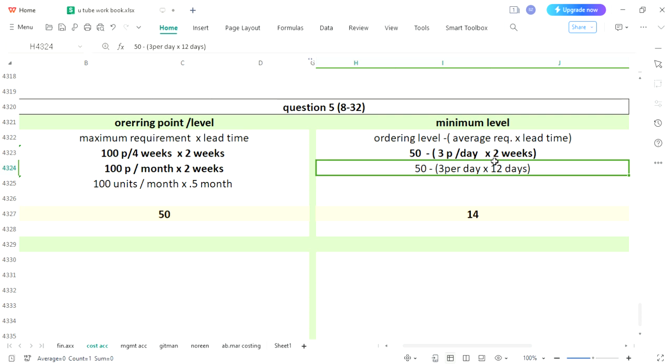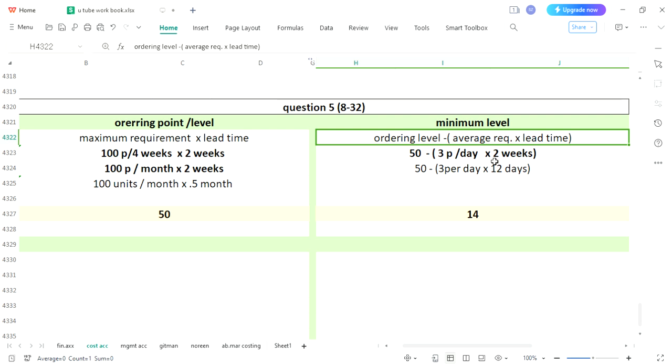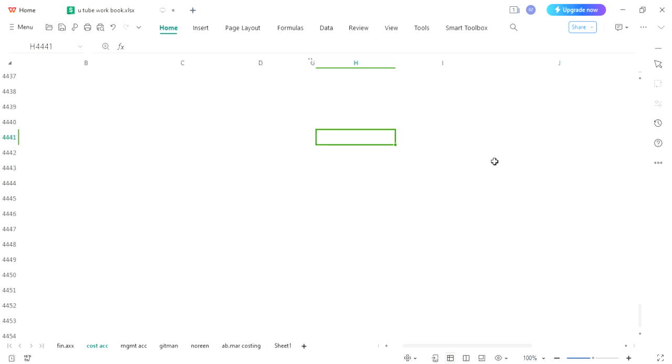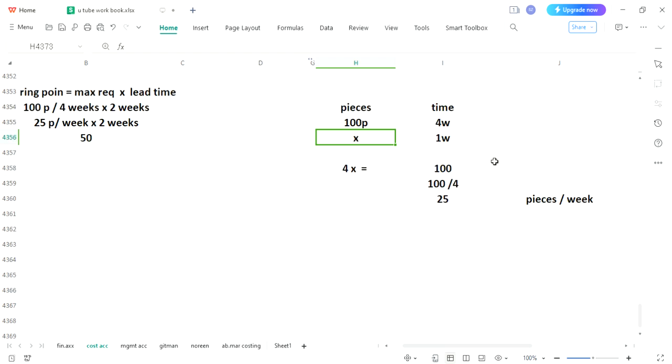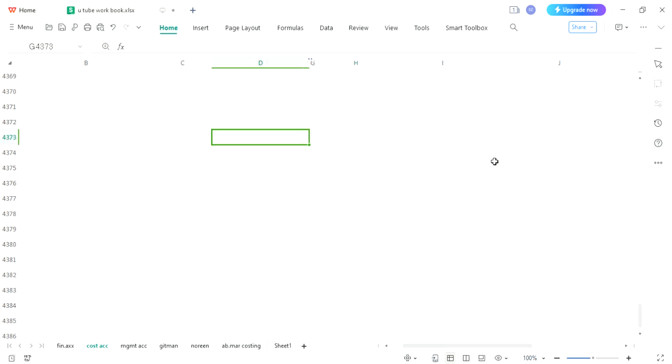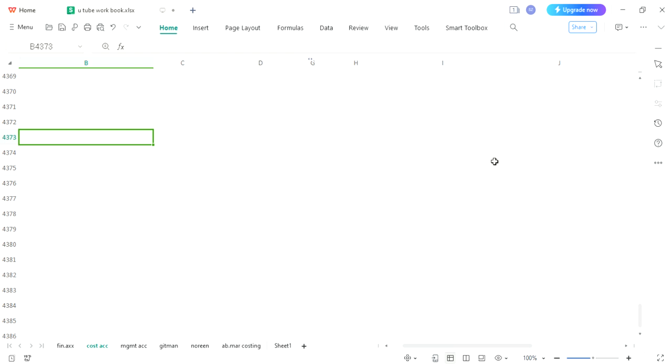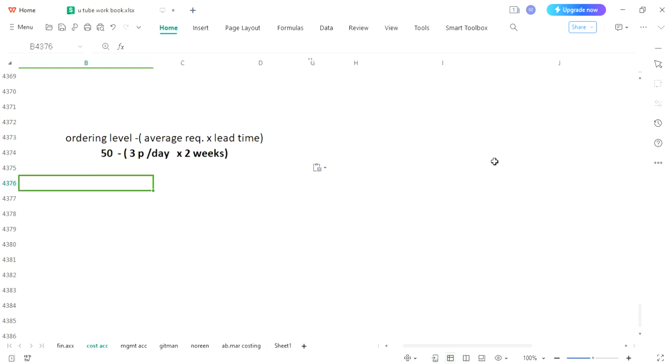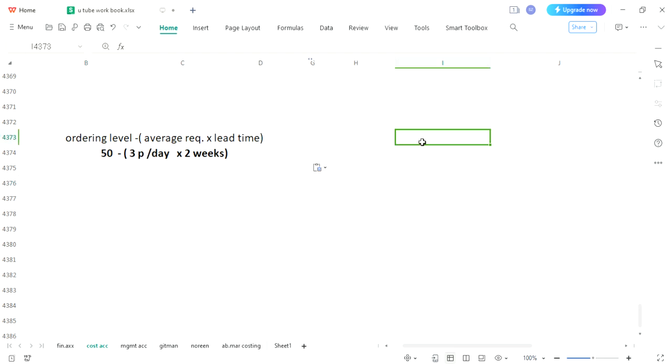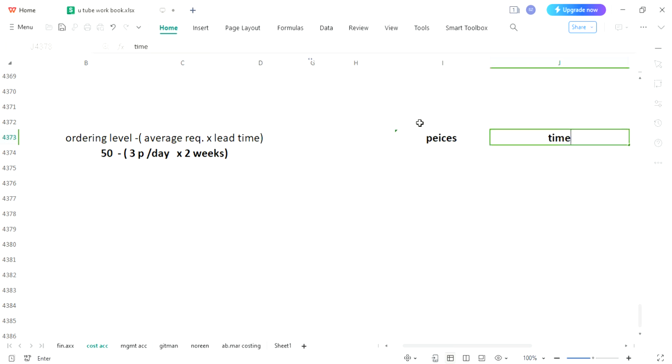All right, so I am taking this downward so that we can save our time instead of writing them again. So here I'm putting the formula. We have ordering level. Now the problem was average requirement was given per day and time was in weeks. Now let's change these pieces into weekly. Right now we have pieces and time comparison.